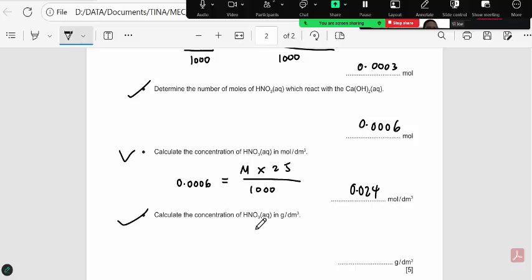Yeah. Okay. Now, from mole per decimeter cube to gram per decimeter cube, from here to here, you multiply the molar mass. So you need to find the molar mass of HNO3. So what's the molar mass of HNO3? 63. Okay. So you multiply 63. So 1.512. Okay? You got it correct? Okay.